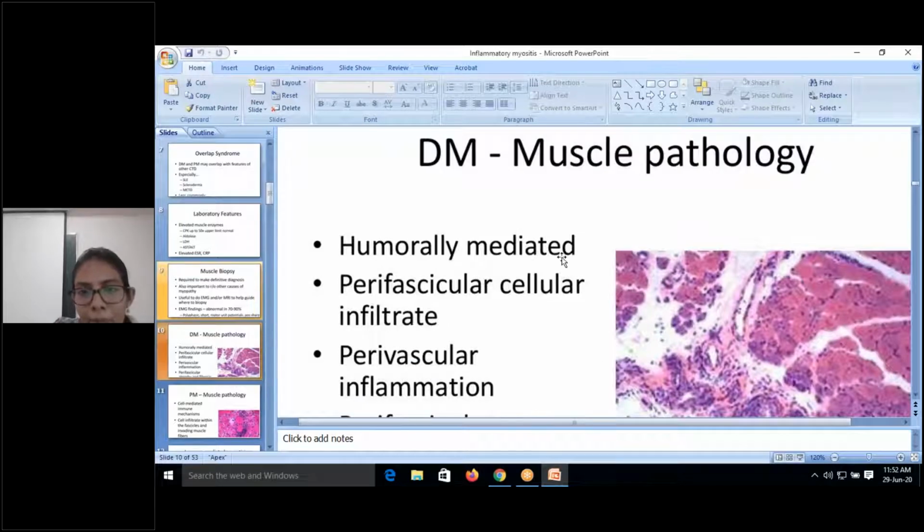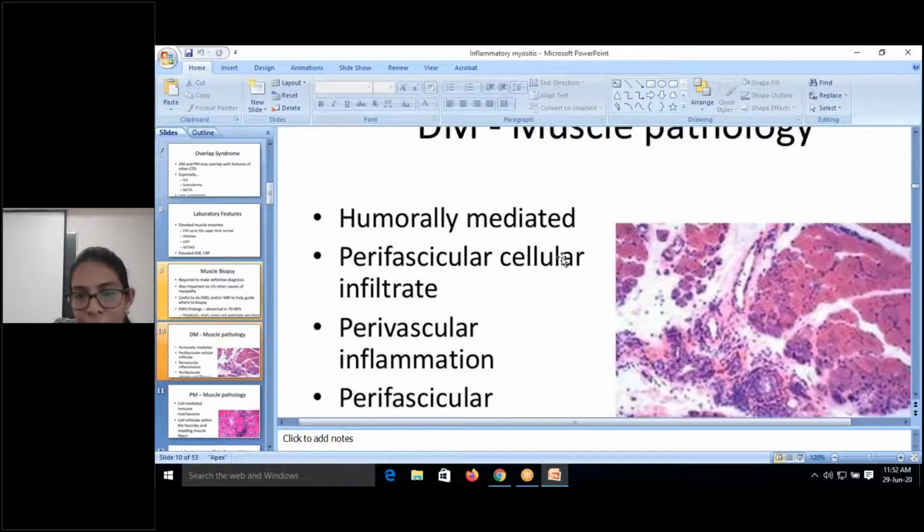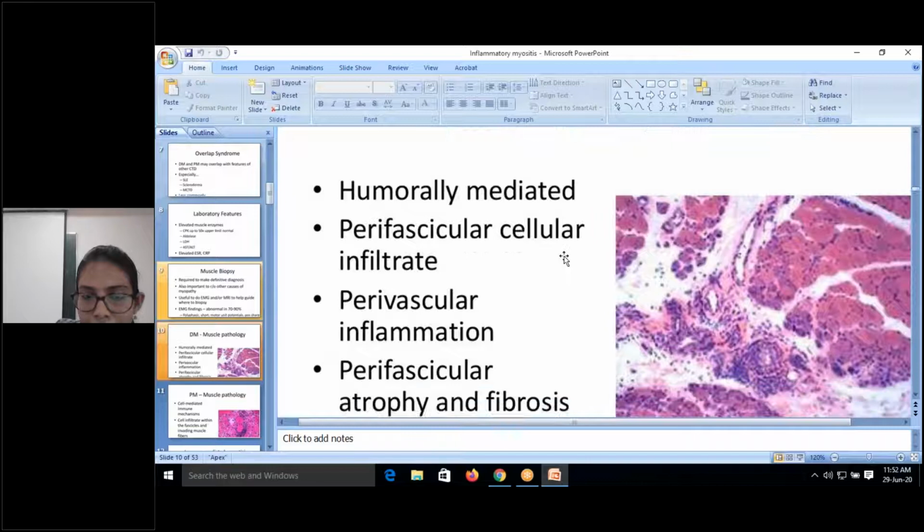This is dermatomyositis. In dermatomyositis, as I told you, there is usually complement-mediated destruction. Complement-mediated destruction is happening around the perifascicular area. So if you consider this to be a fascicle, around the fascicle there are infiltrates.